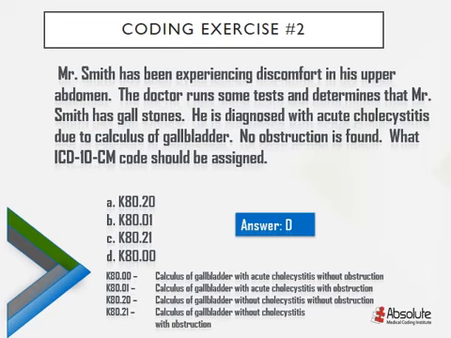If you answered D, K80.00, you would be correct. If you look, I gave you all the ICD-10 codes below, and you can see the slight differences. They talk about with cholecystitis, without cholecystitis, with obstruction, without obstruction. So it's important to look at the detail and read those codes very specifically so that you code things properly.